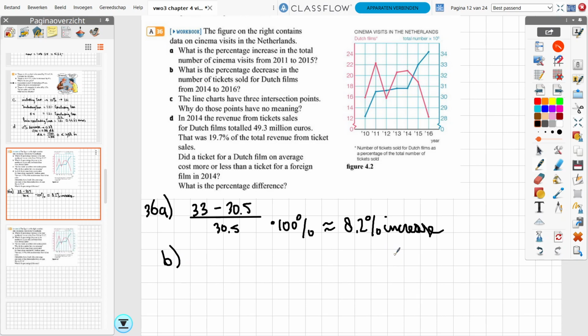B. What's the percentage decrease in the number of tickets sold for Dutch films in 2014 to 2016? Let's see. Let's first see what some people would do. They say, well, percentage decreased for Dutch film tickets. So they're going to take a look at this thing here. That's in 2014. And this thing here. And they say, well, percentage decrease. So I can just do whatever this is. That is approximately, I think, 21%.